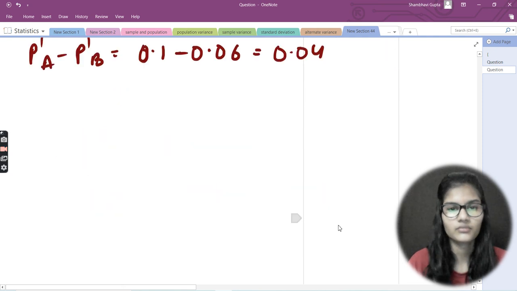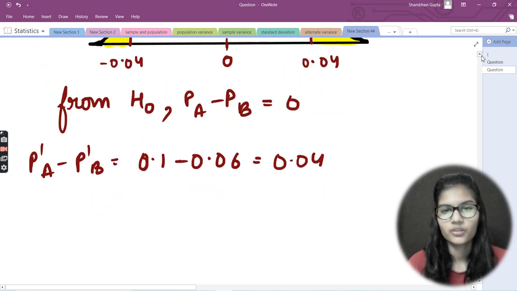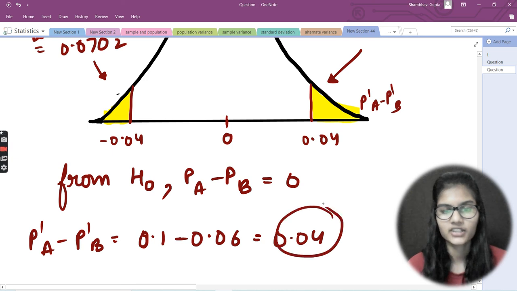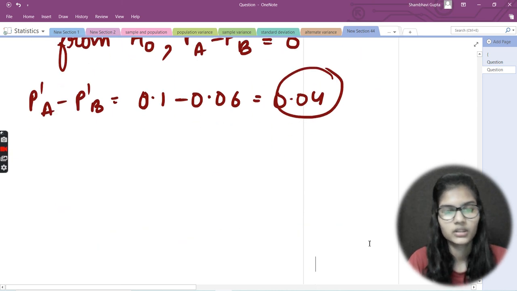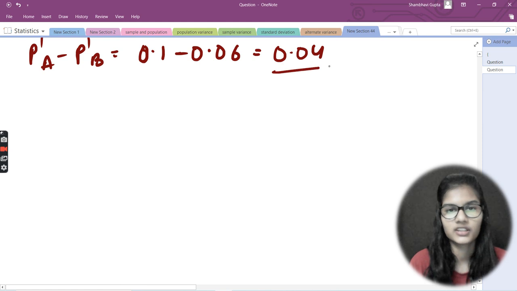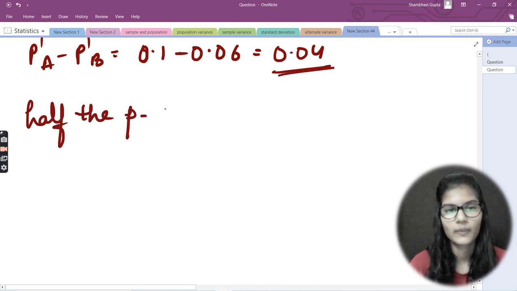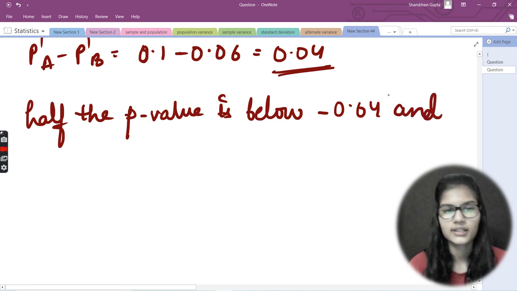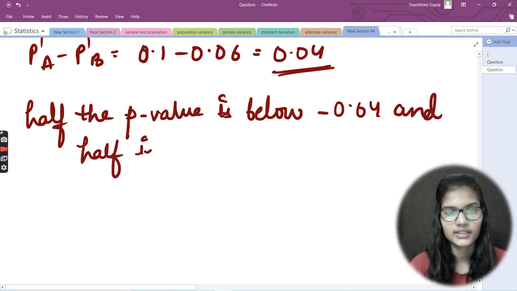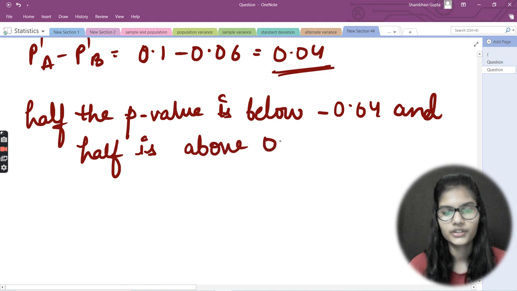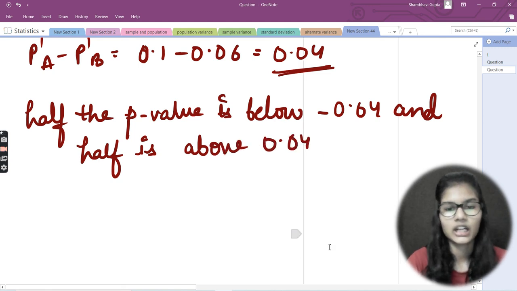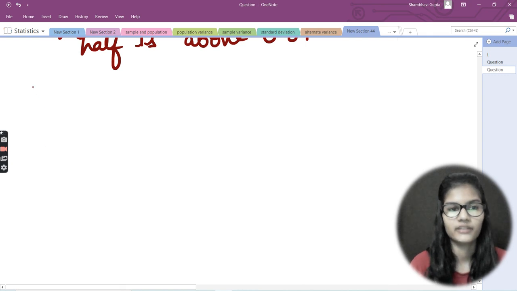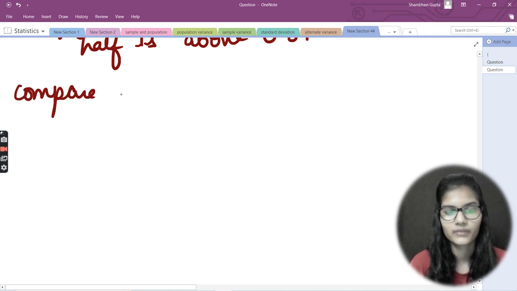Let me come down. So when I wrote 0.04, it is the same one which I had found here. Okay, so let me come down. Yes, this 0.04. So I could write that half the p value is below minus 0.04, and half is above 0.04, right?